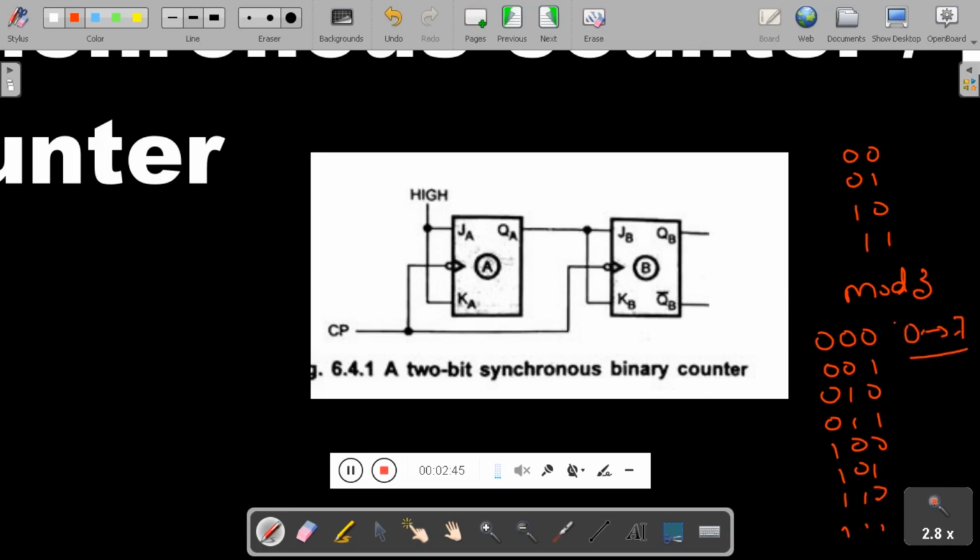8 combinations will be there. So this is called as mod 8 counter, because it counts from 0 to 7.